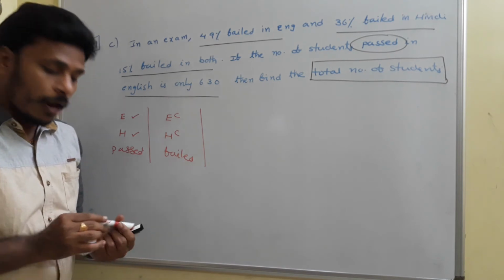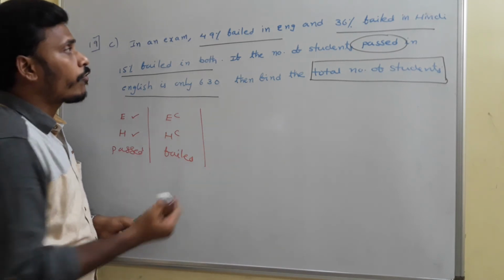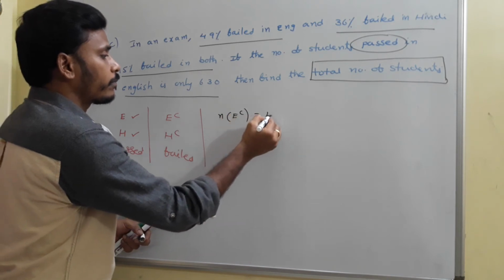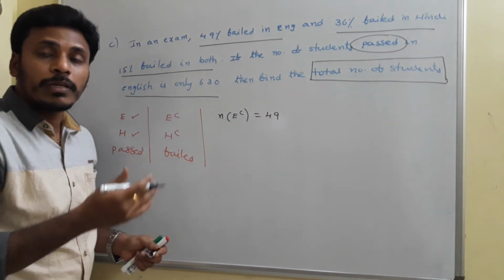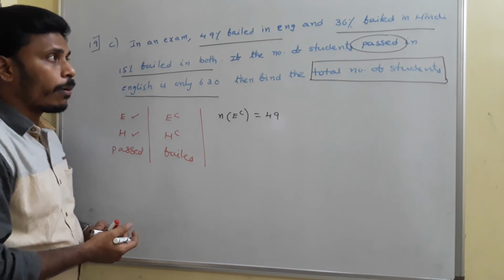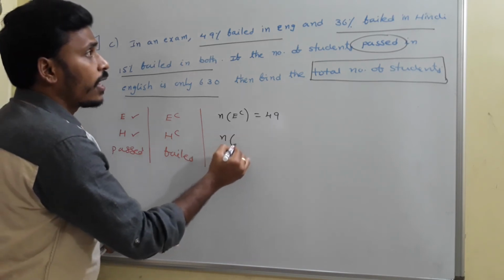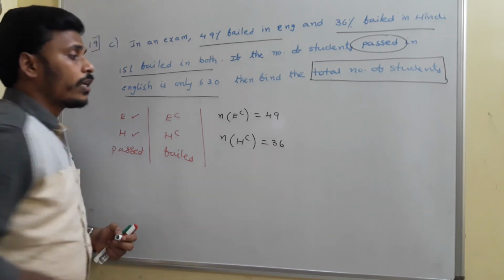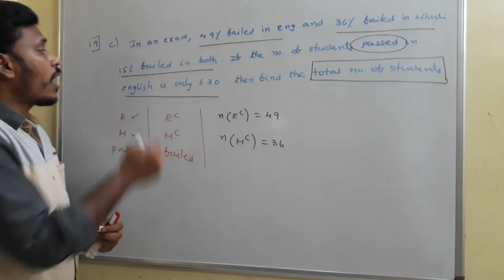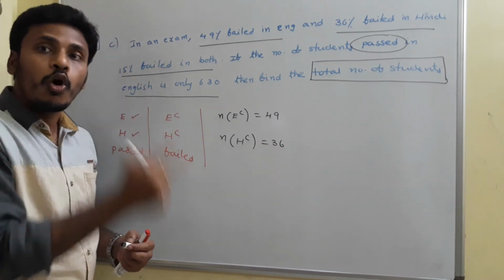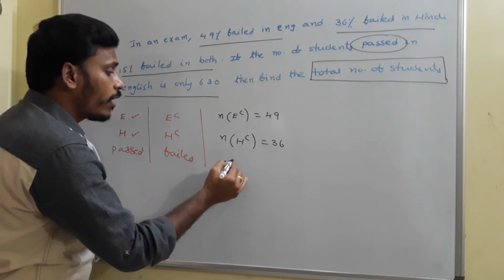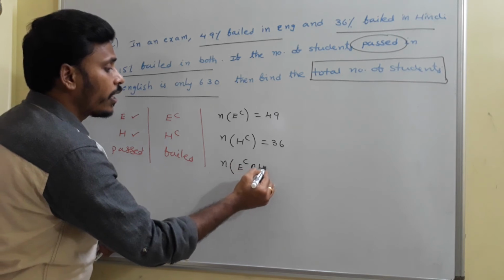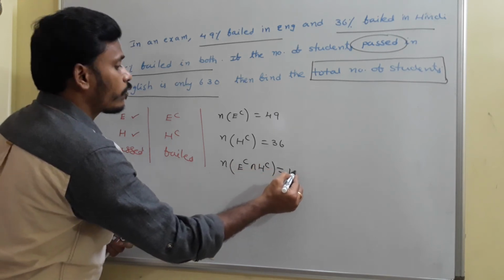As per the problem, it is given that n of E complement is 49. 49% people failed in English, so n of E complement is 49. Whereas for H complement, 36% failed in Hindi, so H complement is 36. And 15% failed in both. Since 15% failed in both, they failed in E complement intersection H complement also. That is given as 15.